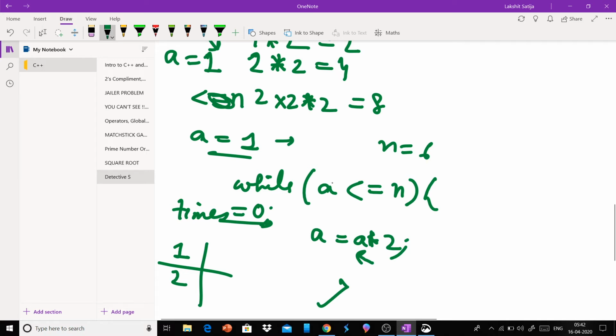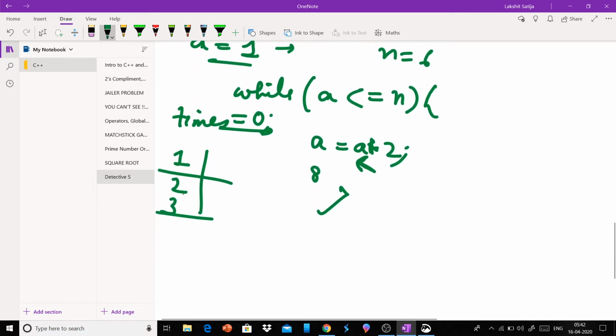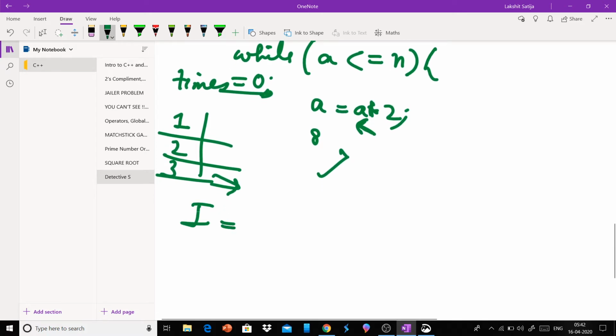Again 2 is less than 6, now the value will be 4. So 4 is less than 6, so times will be 3 and the value of a will be 8. 8 is not less than 6, so the while loop will stop. So we can conclude that i will be equal to times minus 1, right?